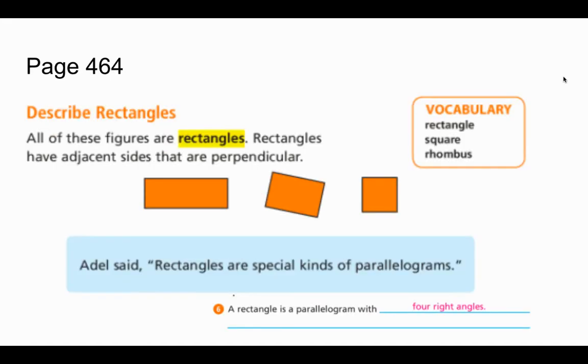All right, third graders, go on to page 464. We're going to describe rectangles. There are 4 rectangles here. You might say, that looks like a square, Mrs. Martin. But all of those are rectangles. Rectangles have adjacent sides that are perpendicular. Remember, adjacent means they meet at a corner, okay? And Adel says rectangles are special kinds of parallelograms. Is he right? What do you think?